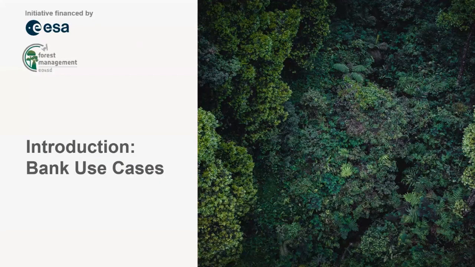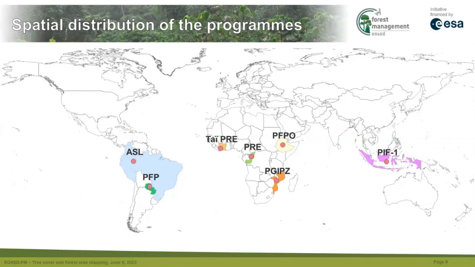Now I'll talk about the bank use cases, which we are engaging in at the moment within this EO4SD project. If you see the map, you can see the highlighted areas and projects. These are the areas we are engaging in at the moment. They are mostly on the tropical side in all three continents. Now I'll give a brief introduction to each of these projects, not the details, just the main scope and main objectives.